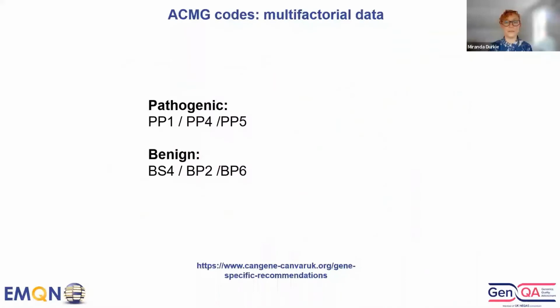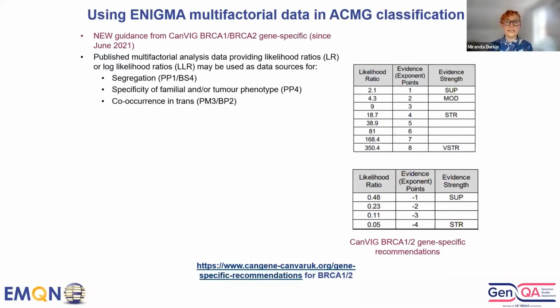Okay, so my last grouping is the multifactorial data. This is something that's quite new to the CanVIG-UK guidelines. This is something that we implemented in the BRCA1 and BRCA2 gene-specific guidelines in June last year. It's a way of using the published multifactorial data from ENIGMA, while we're pending the ENIGMA guidelines being ratified by the ACMG, and how we could translate their results into the ACMG codes. Shown here in the text is how you would say, for example, if you've got a very high likelihood ratio based on segregation, you could apply that under PP1. Or if you had a very low negative score, you could apply it under BS4, or specificity of familial tumor phenotype, apply under PP4, etc.